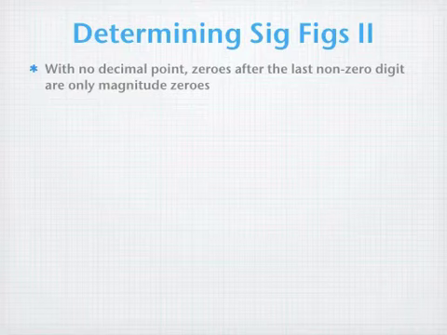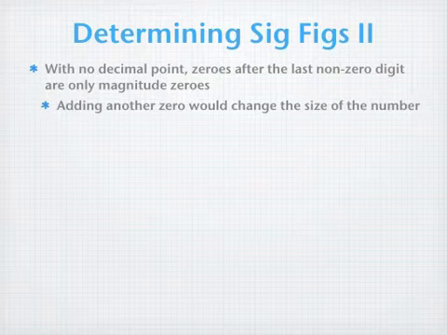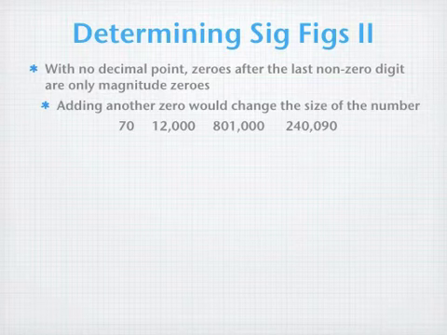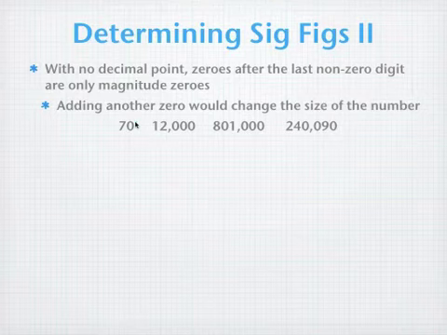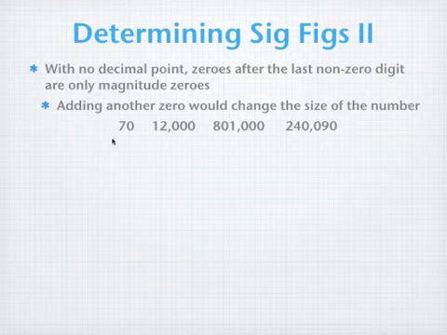Continuing, if there is no decimal point, then any zeros after the last non-zero digit are only going to be magnitude zeros. Because the way to think about this is if you added another 0, it would change the size of the number. That means that it's only there as a placeholder or a magnitude. In these examples, if I put a 0 after 70, it makes it 700, and so that 0 is only there as a placeholder to tell me that that 7 is in the tens place. We have only one significant figure, the 7.